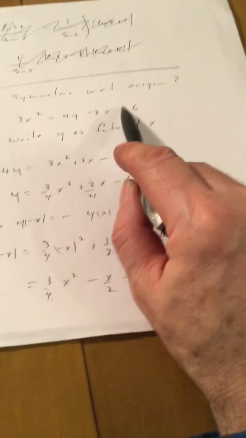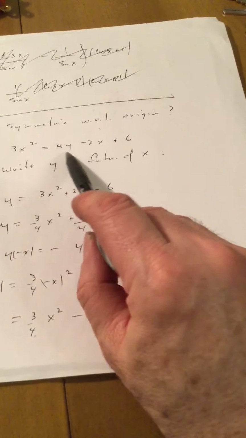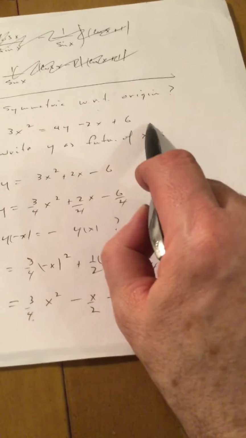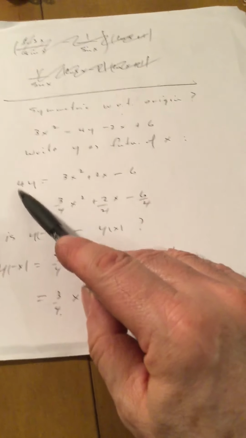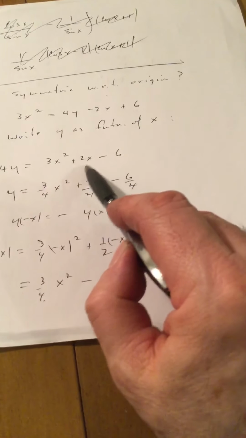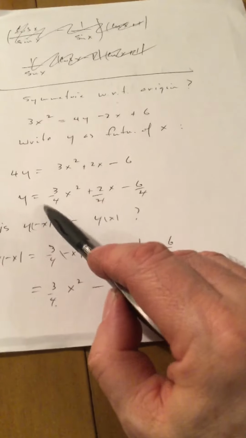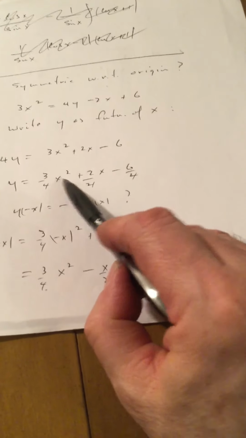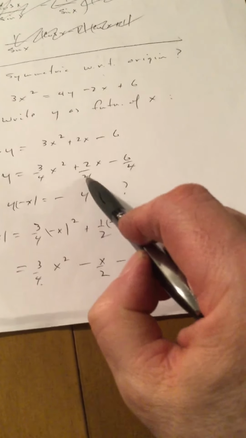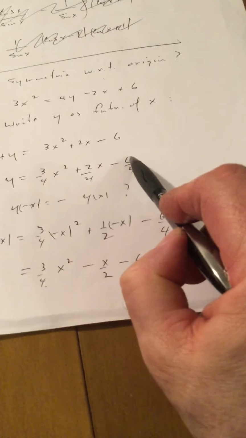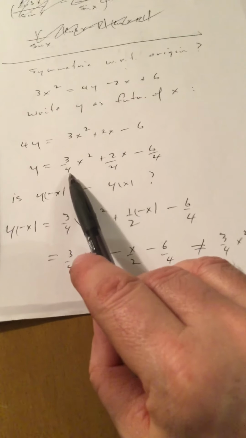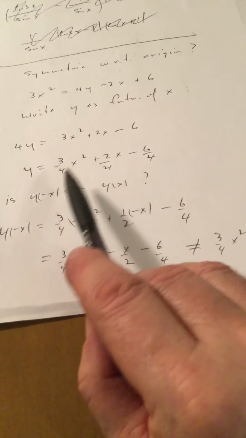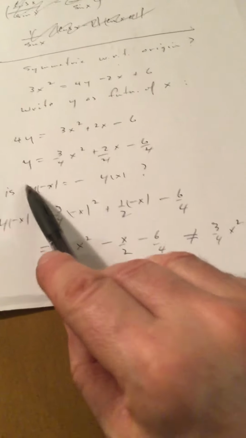Well, the first question is, a function of what? Well, we only have one y and everything else is in x's. So let's isolate the y as a function of x. So we get 4y equals 3x squared plus 2x minus 6. Divide through by 4, we get 3/4 x squared plus 2 over 4, 1/2 x, minus 6 over 4, or 3 over 2.